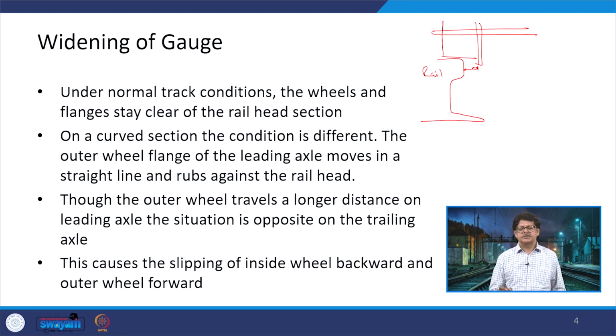So, under normal conditions the wheel will always try to come to its average diameter condition, and in that form the pressure induced in the rail section on either side will be equal. But when you talk about a curved section, the conditions are not the same. There is a difference.